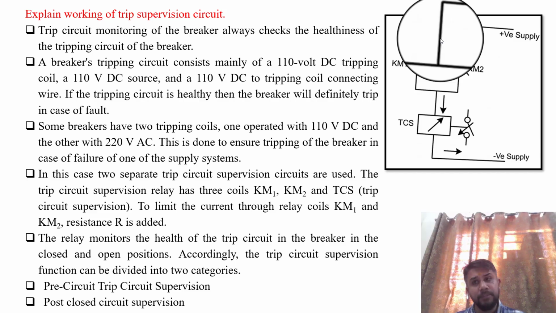Accordingly, the trip circuit supervision function can be divided into two categories. One is pre-closed circuit trip supervision and another one is post-closed circuit supervision. So in these two different modes, the trip supervision circuit works according to the operation needs. So this is all about the basic details of the working of the trip supervision circuit.